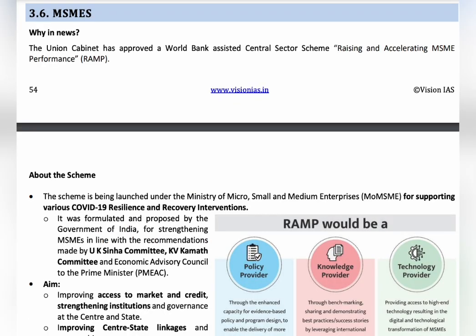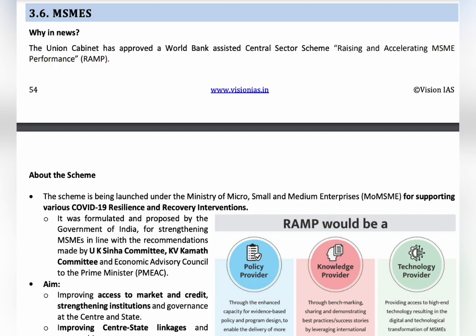Next topic is MSMEs. The center has launched Raising and Accelerating MSME Performance, RAMP, assisted by the World Bank to improve the performance of MSMEs. Under this scheme, they make policies which can develop MSMEs, encourage them to participate in international trade, and give technological assistance like machine learning, IoT, artificial intelligence, data analytics, etc.